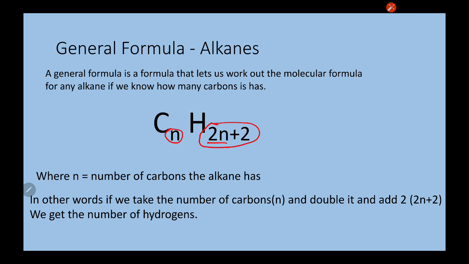So it doesn't matter whether your alkane has 1 carbon, or 100 carbons, or 1,000 carbons. You will be able to work out how many hydrogens it has without drawing it out. All you need to do is double that number and add 2. So if you had an alkane with 100 carbons, if you double it, that's 200, add 2, that's 202. So the correct molecular formula for a C100 alkane would be H202.